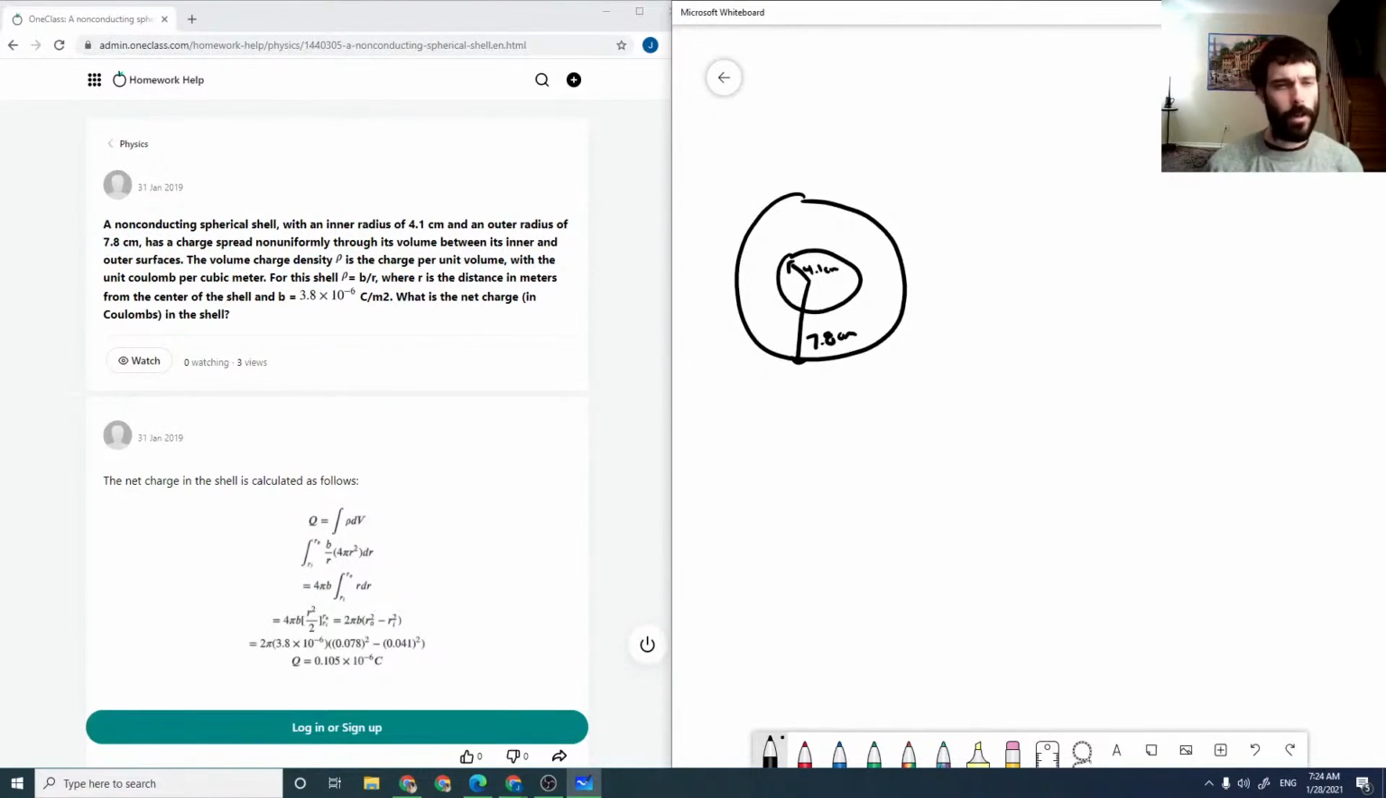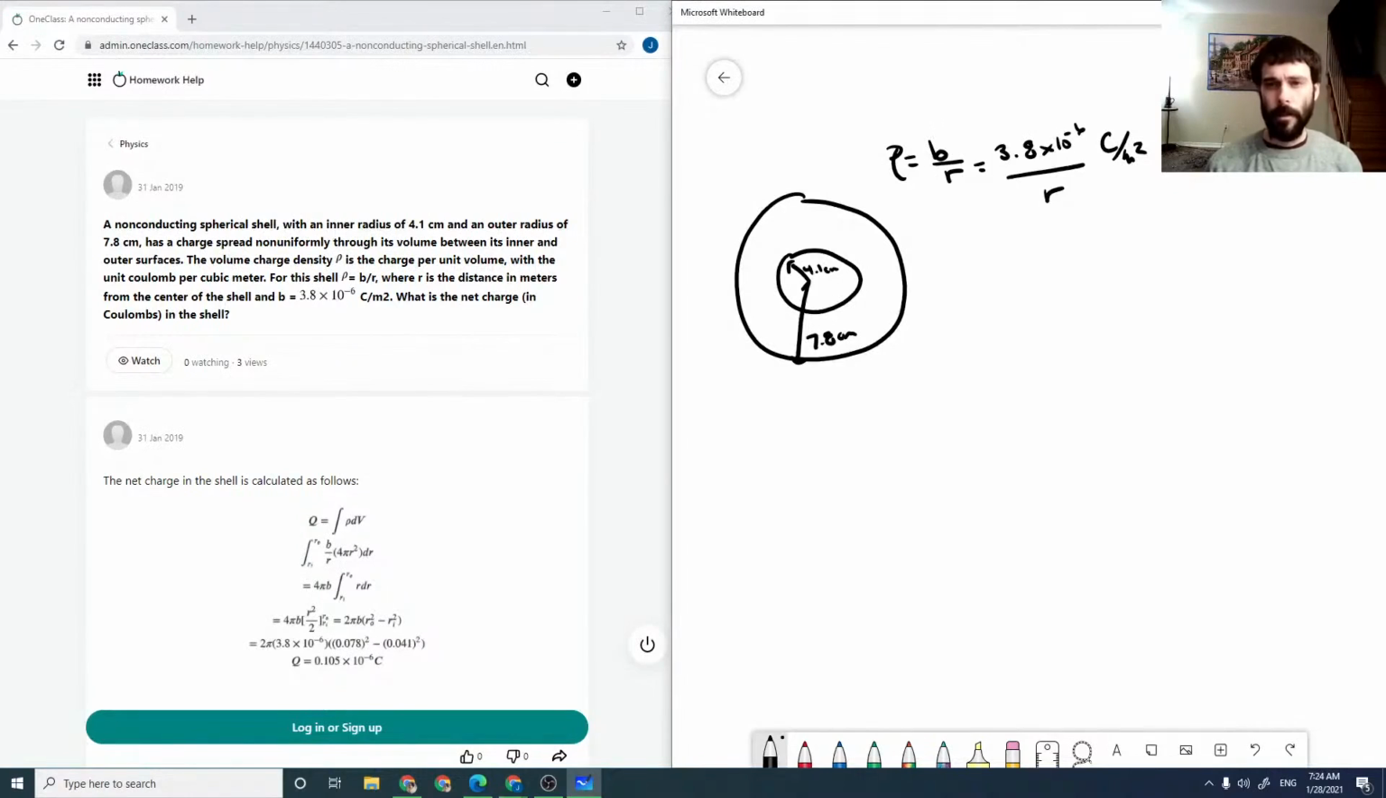The volume charge density rho is the charge per unit volume. So for this shell, rho equals B over r, where B is 3.8 times 10 to the minus 6 coulomb per meter squared. So what is the net charge?